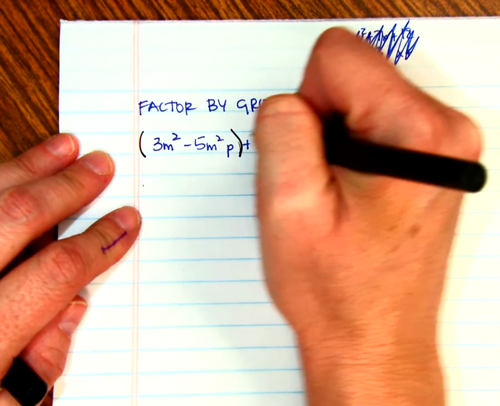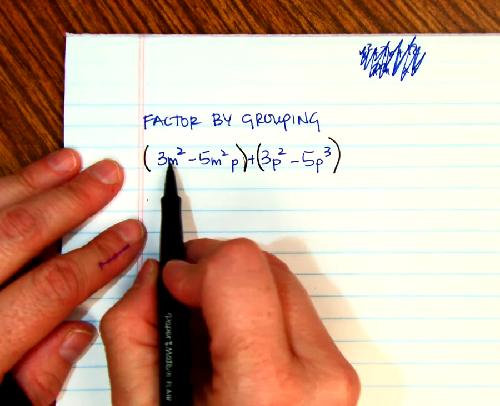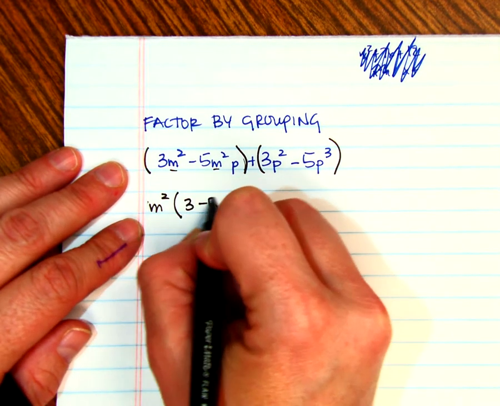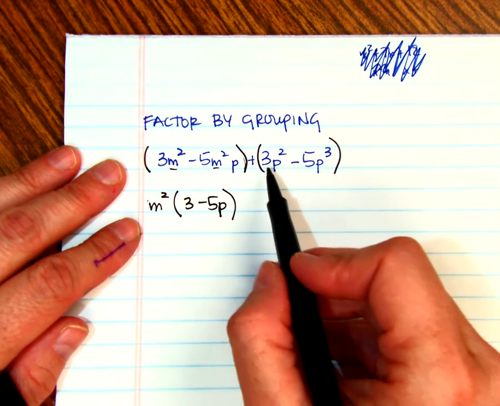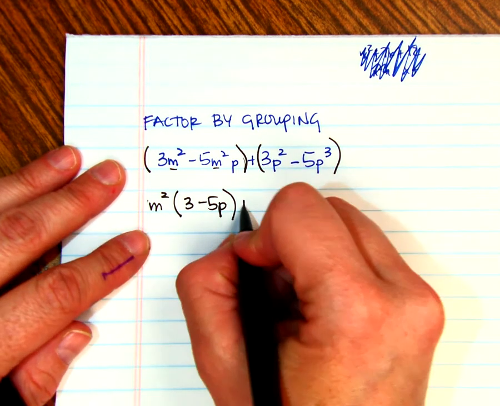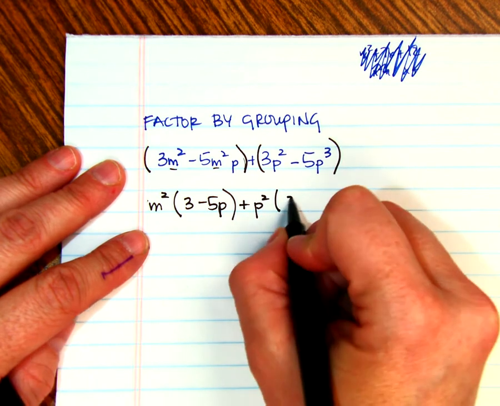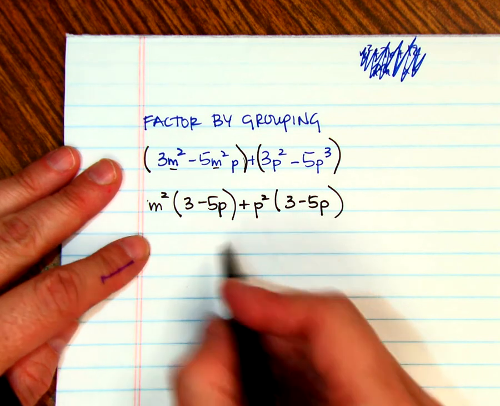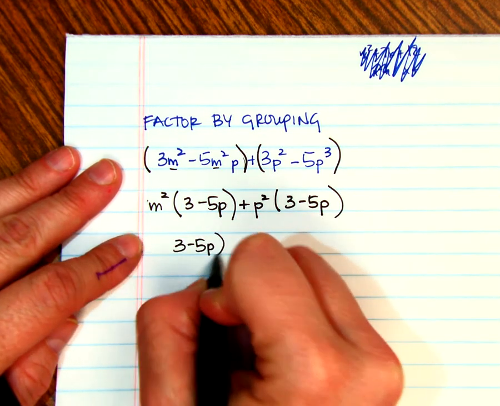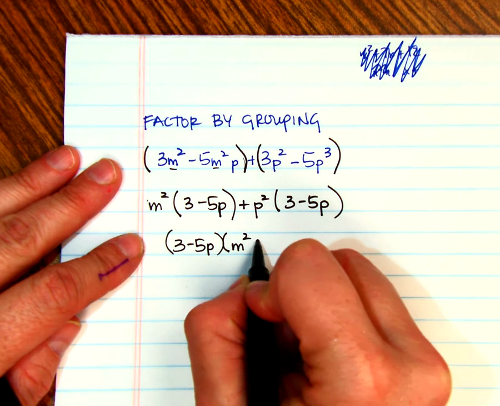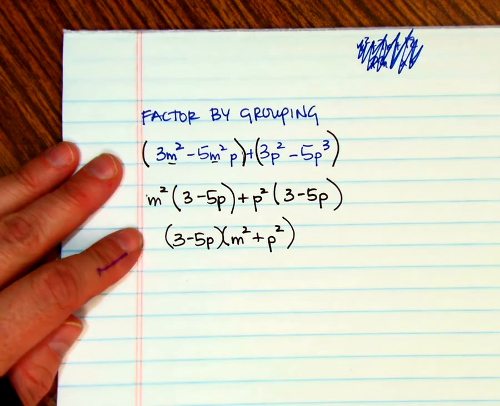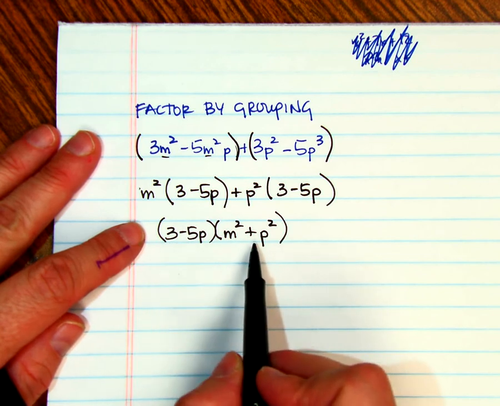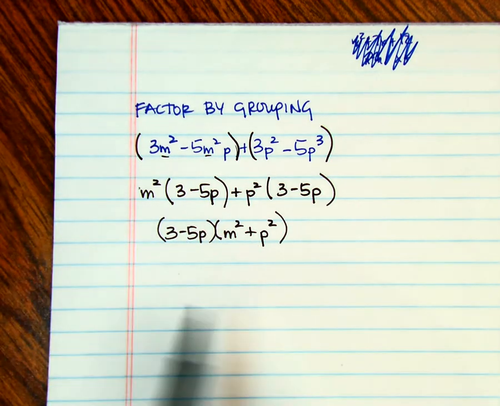Okay, so I'm going to group the first two and the last two. These have m's in common, so I'm going to take out an m squared, which leaves me 3 minus 5p. I'm going to take out a positive p squared, which leaves me a 3 minus 5p again. Remember, these binomials have to be identical. They are, so that is my GCF. And the garbage left gives me m squared plus p squared. You have to check to make sure that one of these is not the difference of perfect squares again, and that you would need to actually factor it out even more.